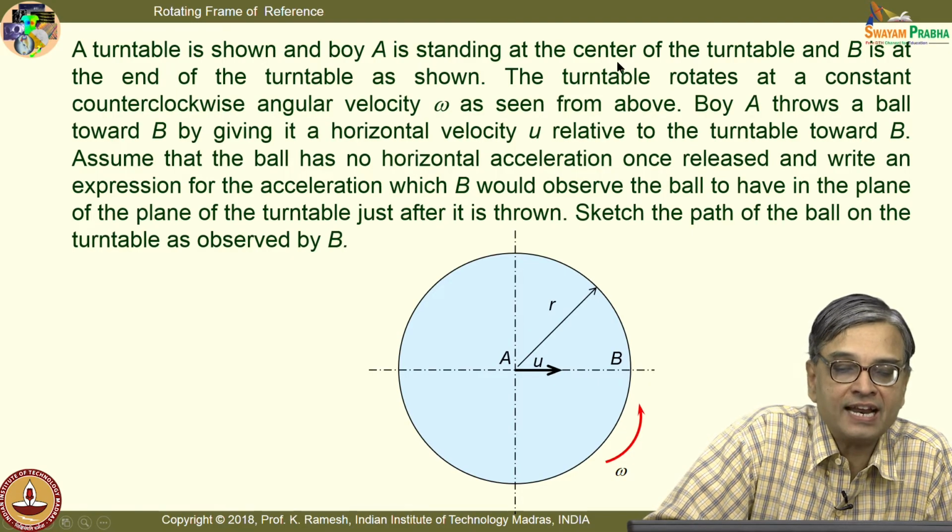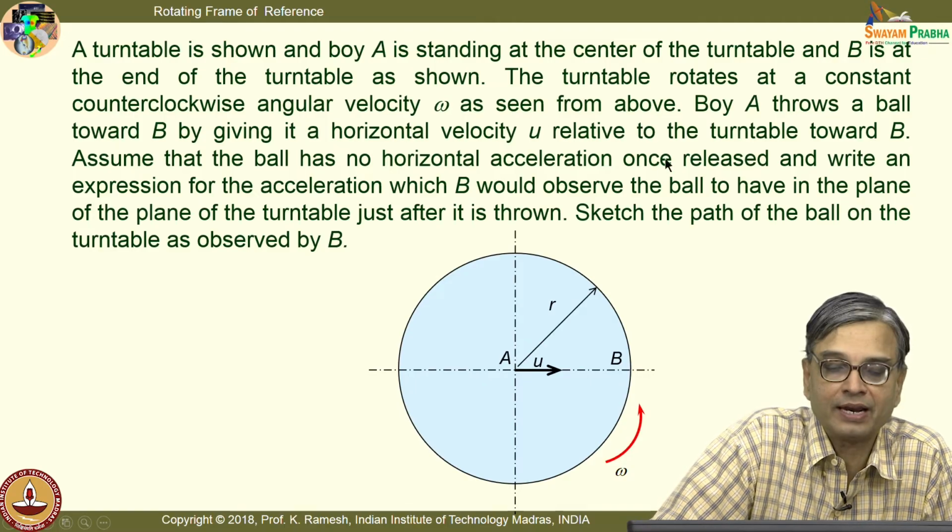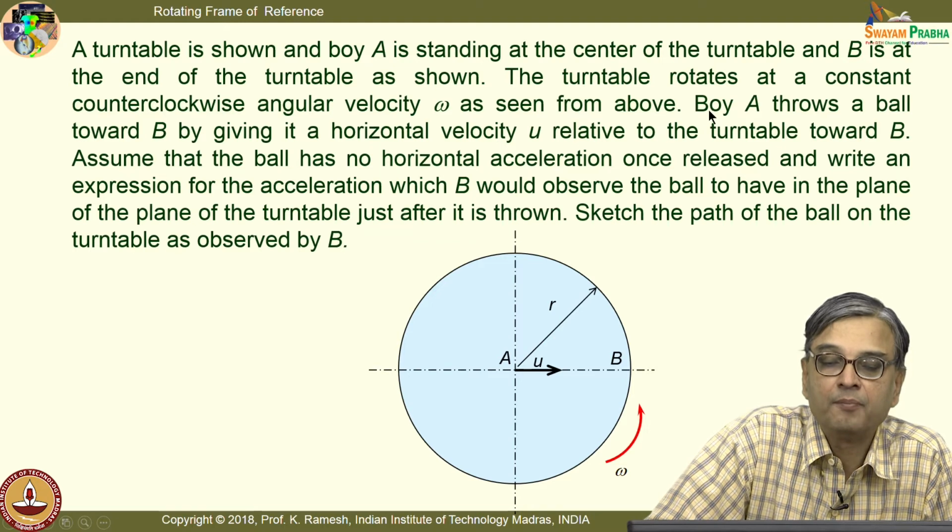Boy A is standing at the center of the turntable and B is at the end of the turntable. I have two boys standing. The turntable rotates at a constant counterclockwise angular velocity omega as seen from above. We have already seen that it is rotating, I have animated that, and it is a constant angular velocity. So, omega dot is 0. Boy A throws a ball toward B by giving it a horizontal velocity u relative to the turntable towards B.